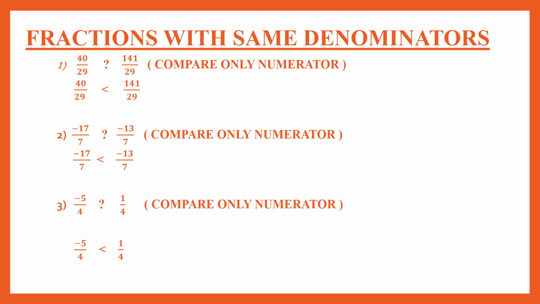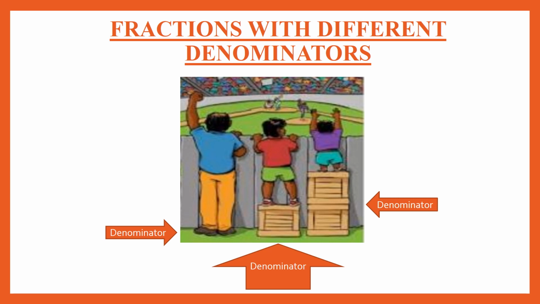Now, let's compare fractions with different denominators. Here once again we see a picture of the same three children of different heights. Like the other case, we compare them to the numerator of a fraction. They are now standing on different things. The first child is standing on the ground, the second child on one box, and the third child on two boxes. This could be compared to different denominators. The boxes where they are standing could be compared to the denominators of a fraction, which are different.